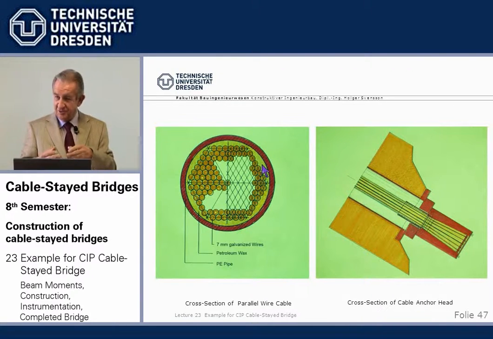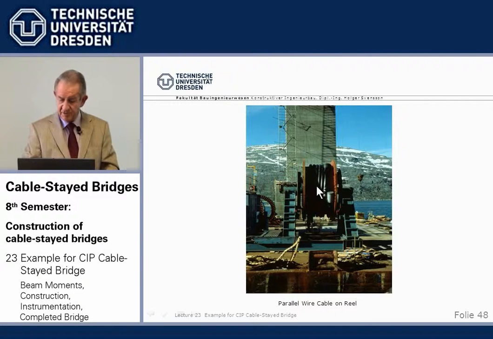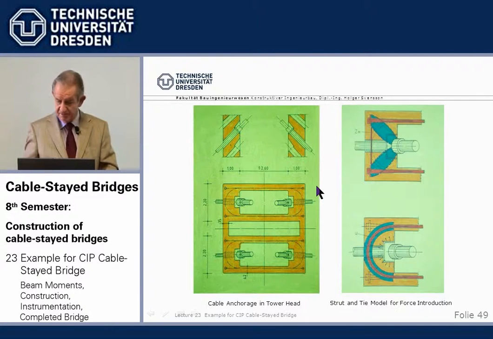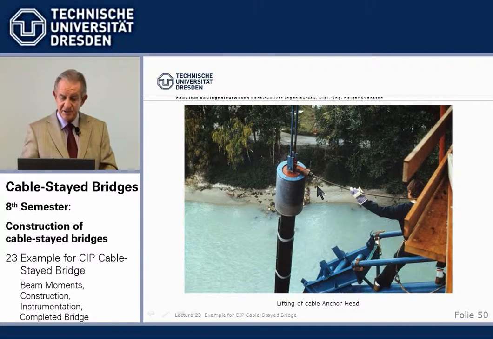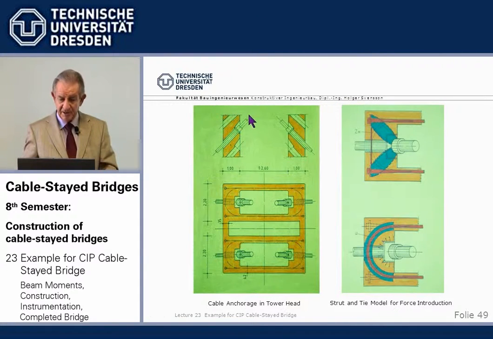It's flexible, but it's not fluid. So, and then we have the usual anchor head. The cable comes on reels and is pulled up to the anchor head, to the tower head, passive anchorage. And in the tower head, it's anchored on the compression plates here of these steel pipes. In plan, it's like this.